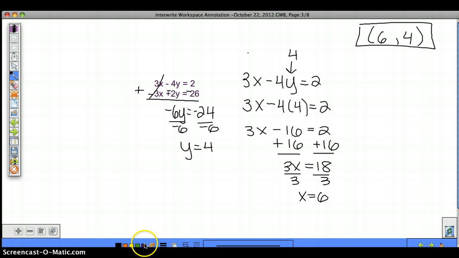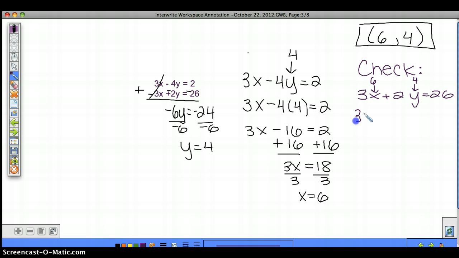To check it, I'm just going to plug it into the other equation. It should work for both though. I have 3x plus 2y equals 26. I'm going to plug it into the original equation. So I'm plugging in 6 for x and 4 for y.